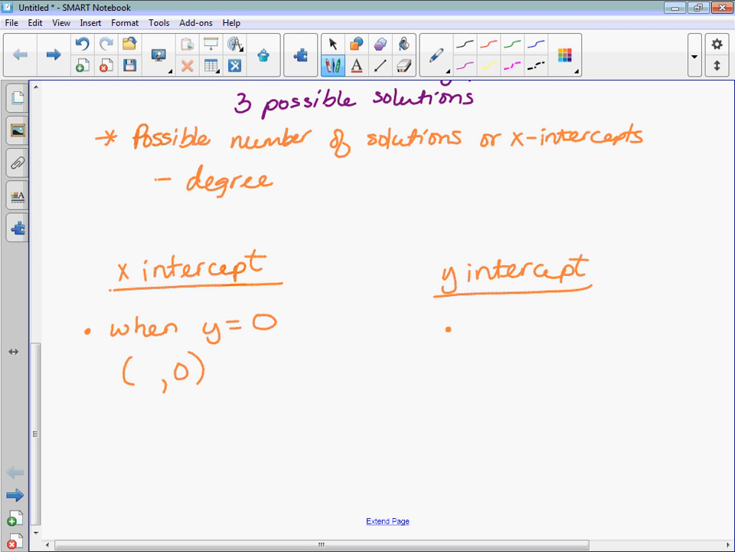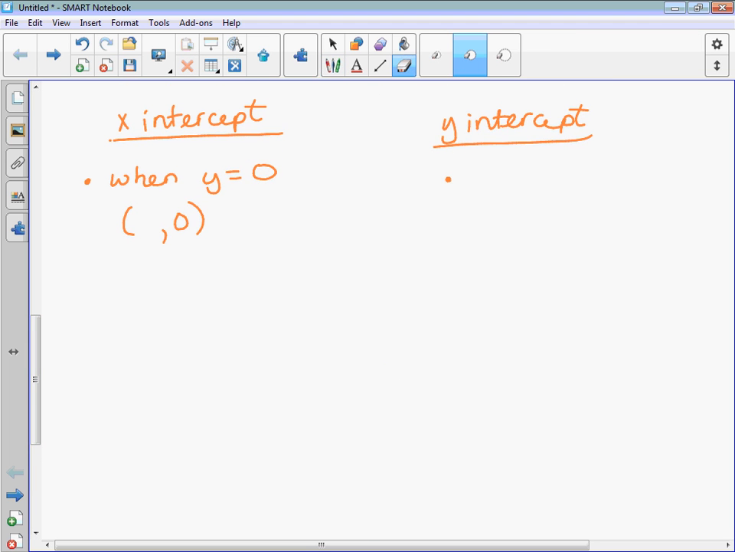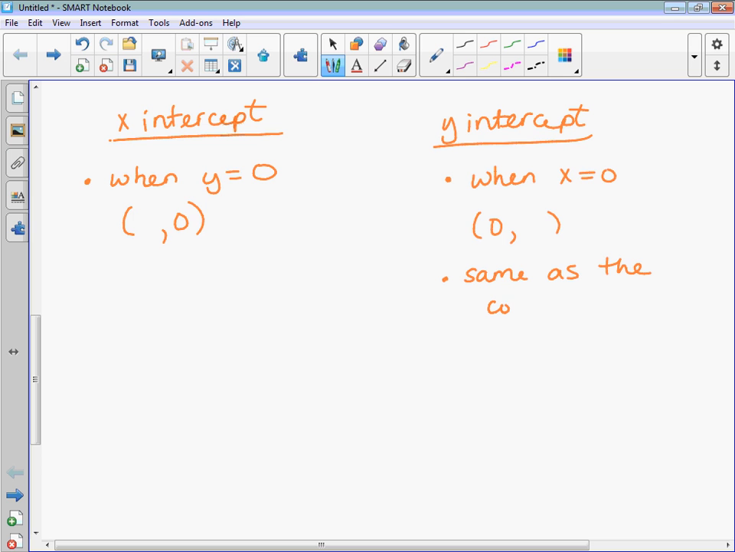If we're on the y-axis, what is happening? x is 0. So this happens when x equals 0. So it's going to be 0 comma something. It's always the same as the constant. So that's much easier to find. You just look, anything with an x, ignore. Whatever the constant is, that is your y-intercept. Do you think there could be more than one y-intercept? Right, then it wouldn't be a function. If you have 2 points on the y-axis, something's not going right with your x values there.